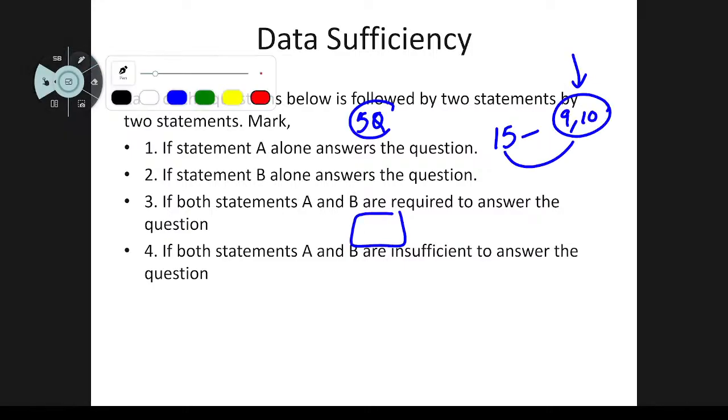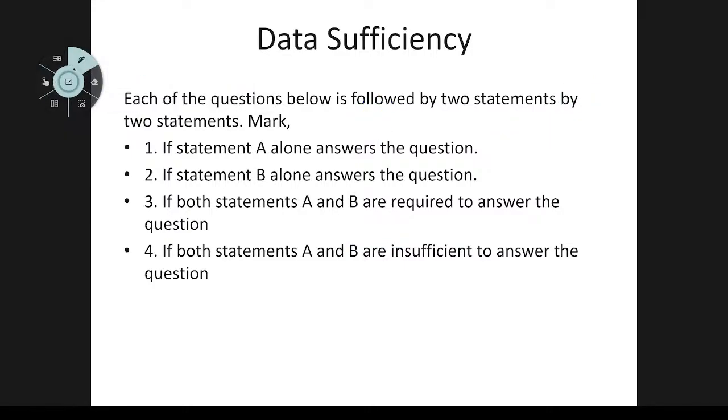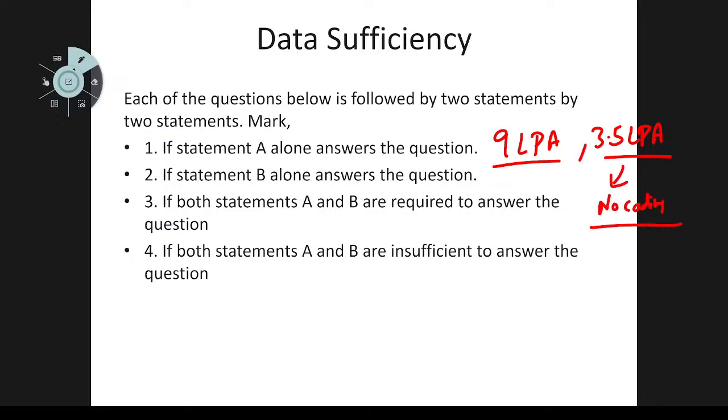One more thing which I had to tell: you are writing it for 2 roles, one 9 LPA and one 3.5 LPA. These are the 2 roles which you are writing. For this there is no coding. So whatever the rounds which I told, only that is there.